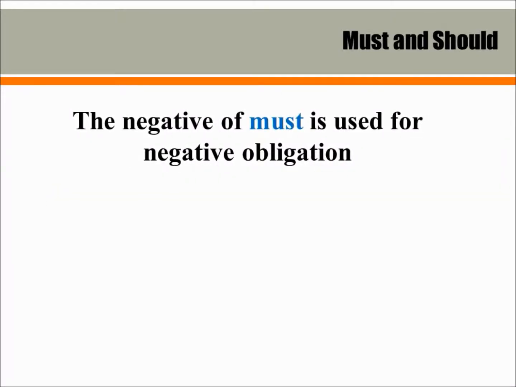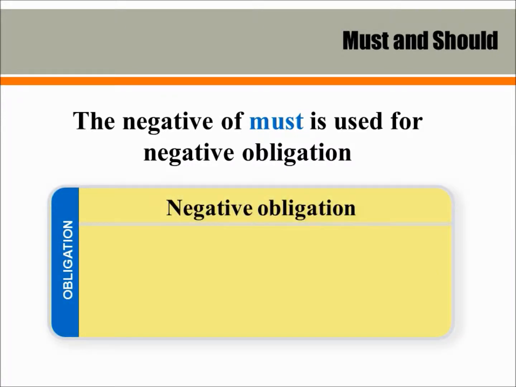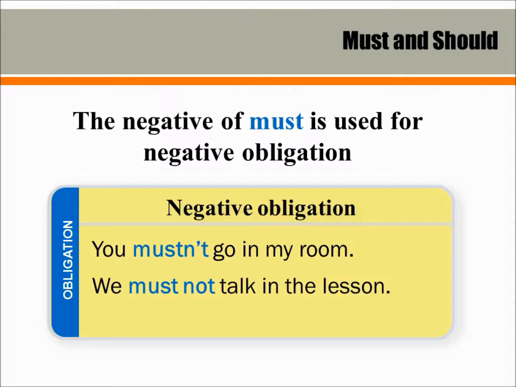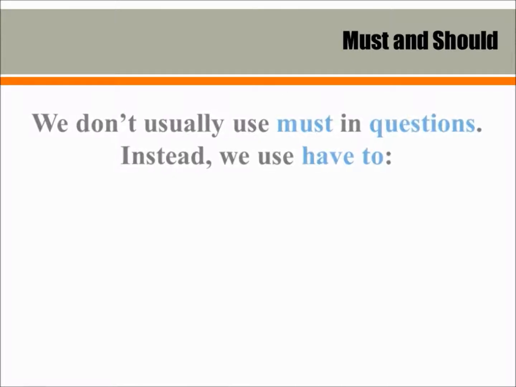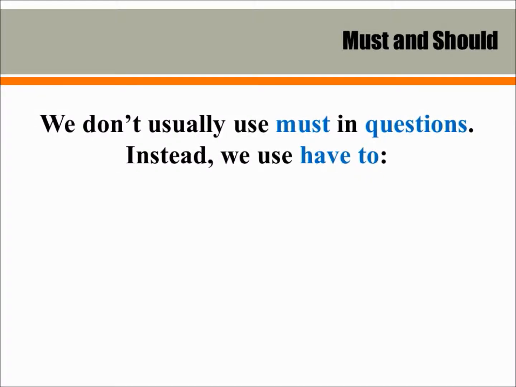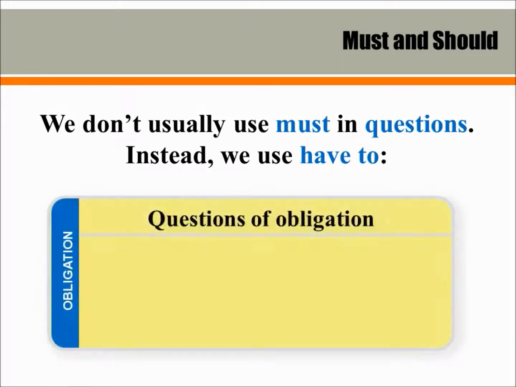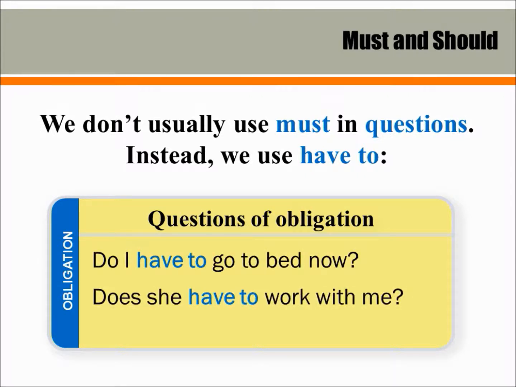The negative of must is used for negative obligation. You mustn't go in my room. We must not talk in the lesson. We don't usually use must in questions. Instead we use have to, which has a similar meaning. Do I have to go to bed now? Does she have to work with me?